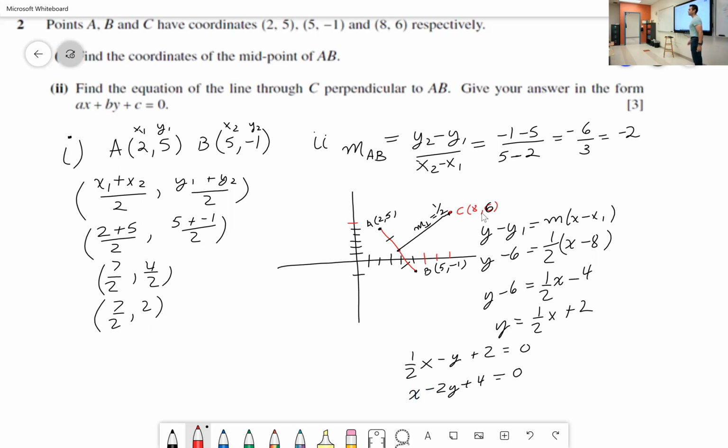Does that make sense? No, it doesn't make sense. What doesn't make sense? How do you go from half x down? Oh, I multiplied everything by 2, because ax plus by plus c equals 0, a, b, and c have to be integers. That's it. And a has to be positive. That's all you have to remember. Why by 2? Because that's an easy way for me to get rid of the denominator.